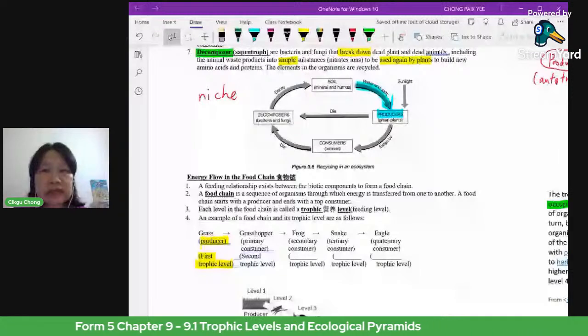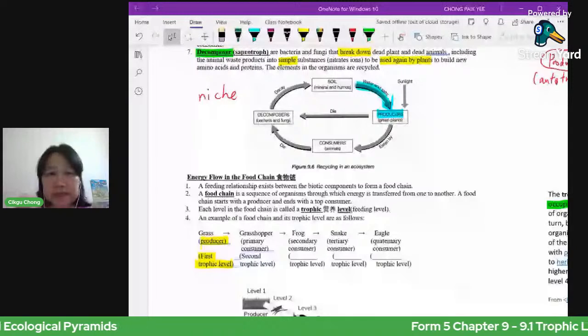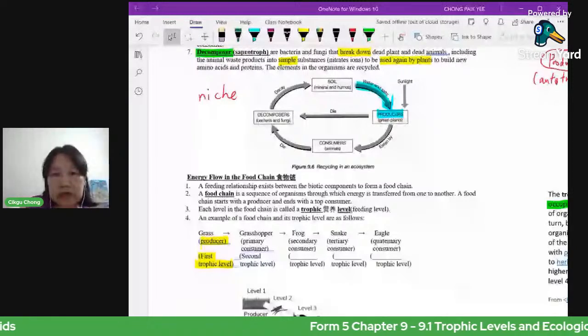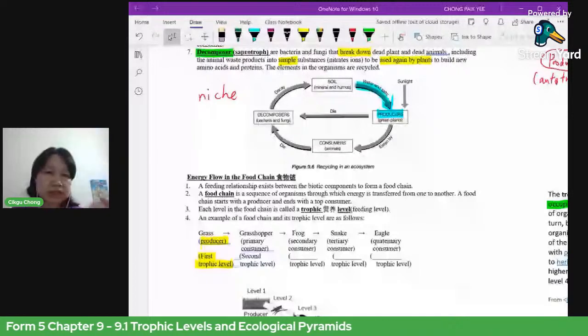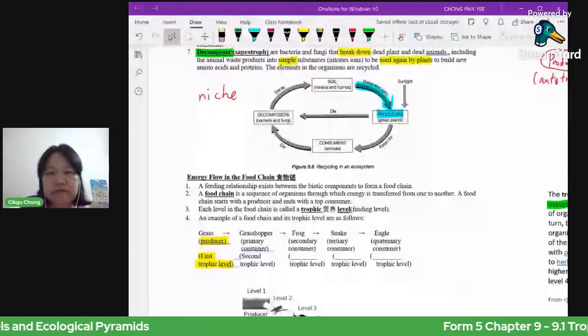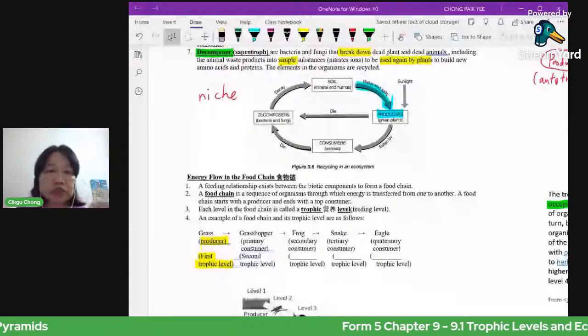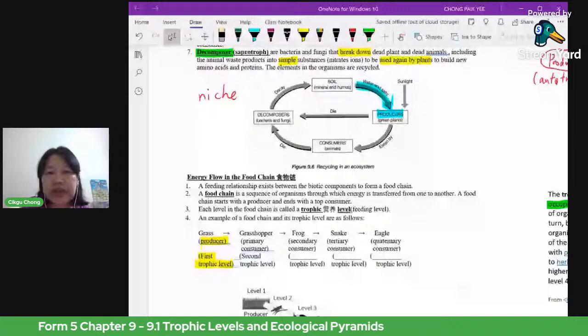So a relationship in the biotic component, all these animals and the plants, they actually form a food chain. So that's why a food chain is the flow of energy from one organism to another organism. Okay, so what is the food chain? It's a sequence of organisms through which energy is transferred. So you can see here, energy is transferred.